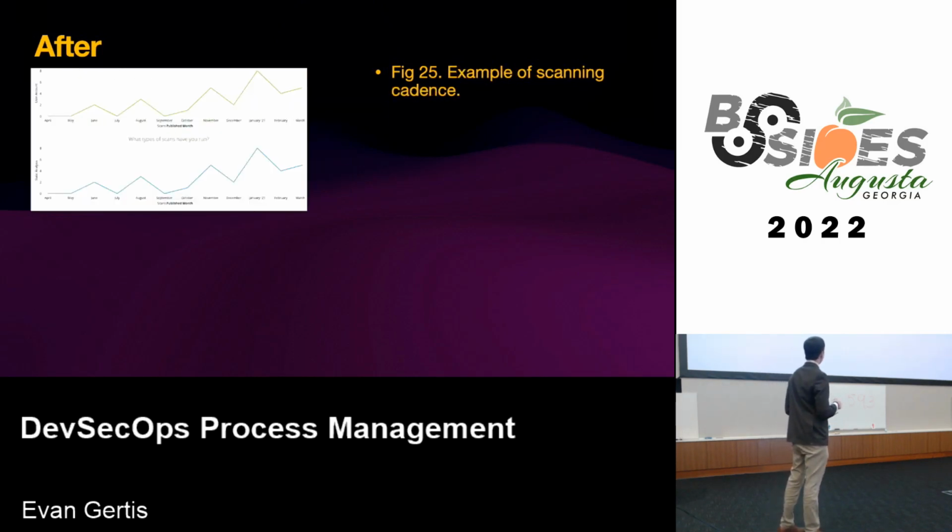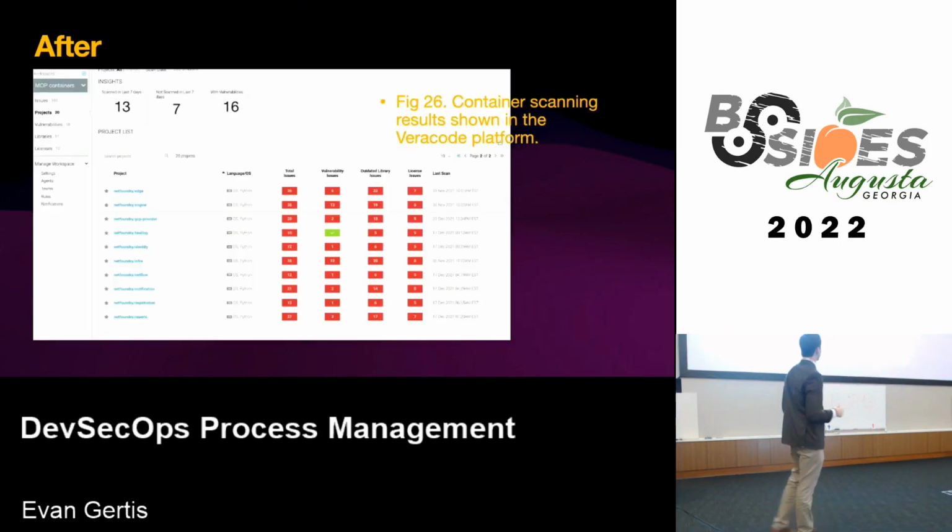Here's an example of scanning cadence. You can see as you scan, over and over again, what this shows, based on the results of the certification level going up, you get better results. So the more scans you run, the better results you get.